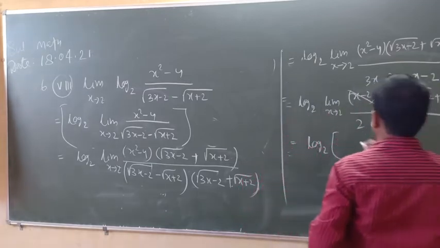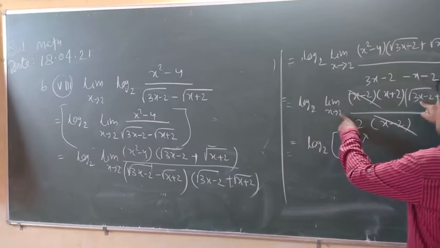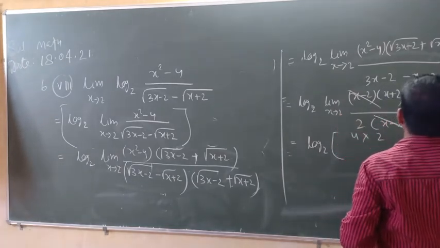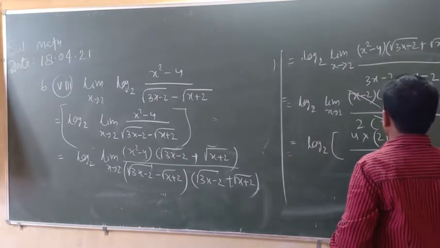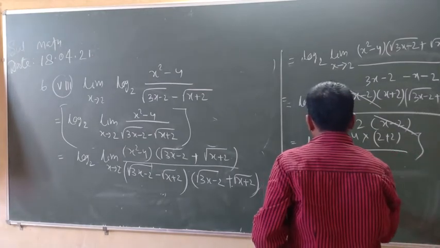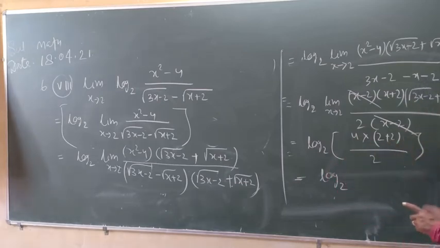2 plus 2 is equal to 4, into 3 into 2, 6 minus 2 is equal to 4. 4 root over is equal to 2. x plus 2, 2 plus 2 is equal to 4, root over is 2, divided by 2. That becomes log 2, the base of the logarithm is 2. 4 into 4, 2 plus 2 is 4. So 16 by 2 is equal to 8.